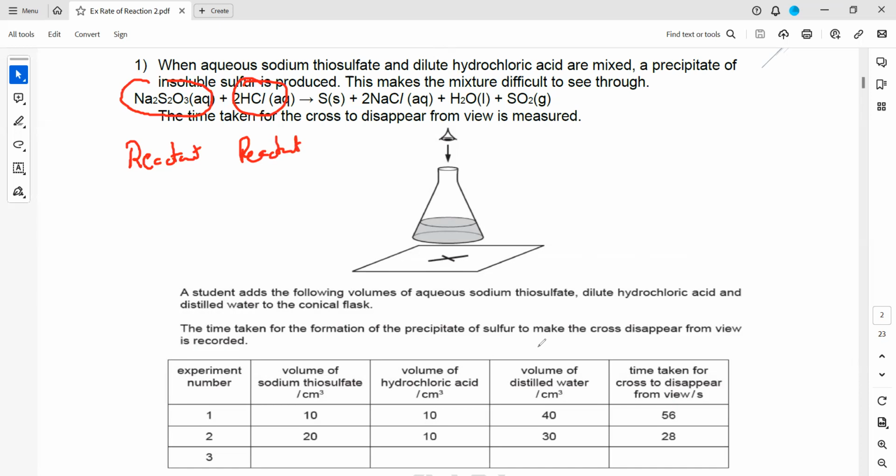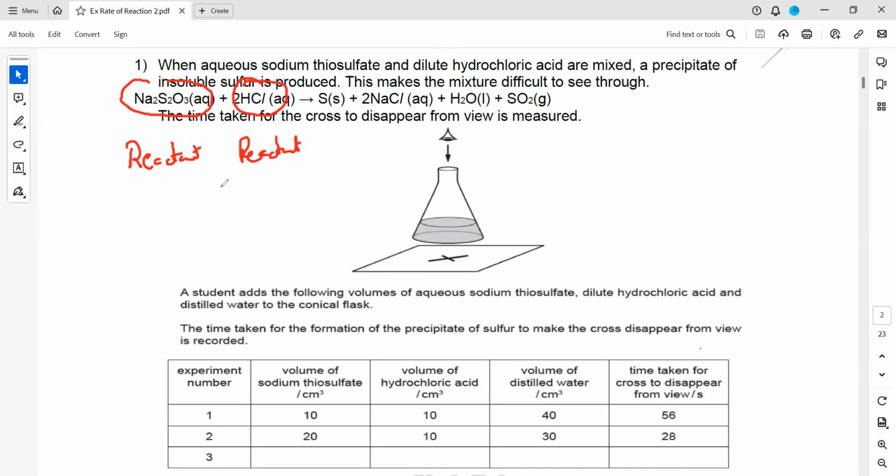But why is the student adding water to the mixture? So that the total volume of the solution is the same for each experiment. Water is not a reactant here. The reason for adding water is to make the total volume the same.